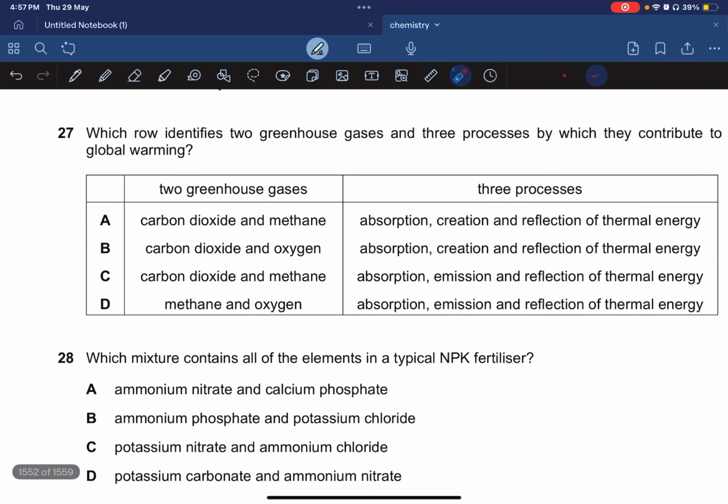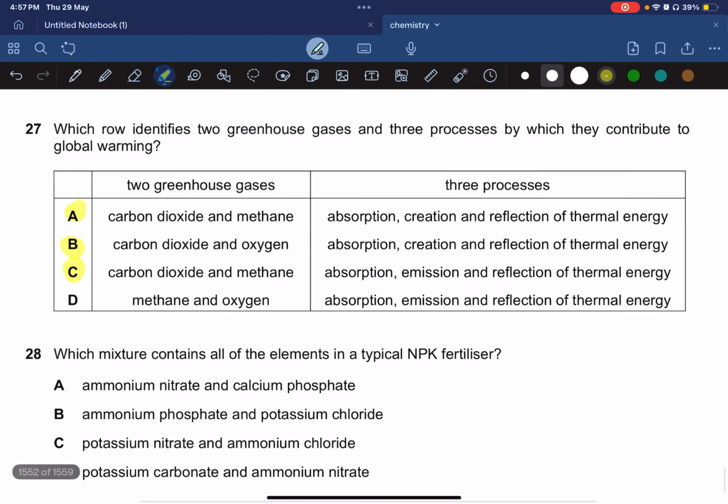Okay, which identifies two greenhouse gases and the three processes by which they contribute to global warming? It's going to be methane and carbon dioxide. Okay, what basically happens is, obviously the first thing is going to be absorption in all of them. Then there is some option. There's creation and reflection, and then there's emission, and then reflection. There's no creation thing, there is emission, because what would you do with creation?